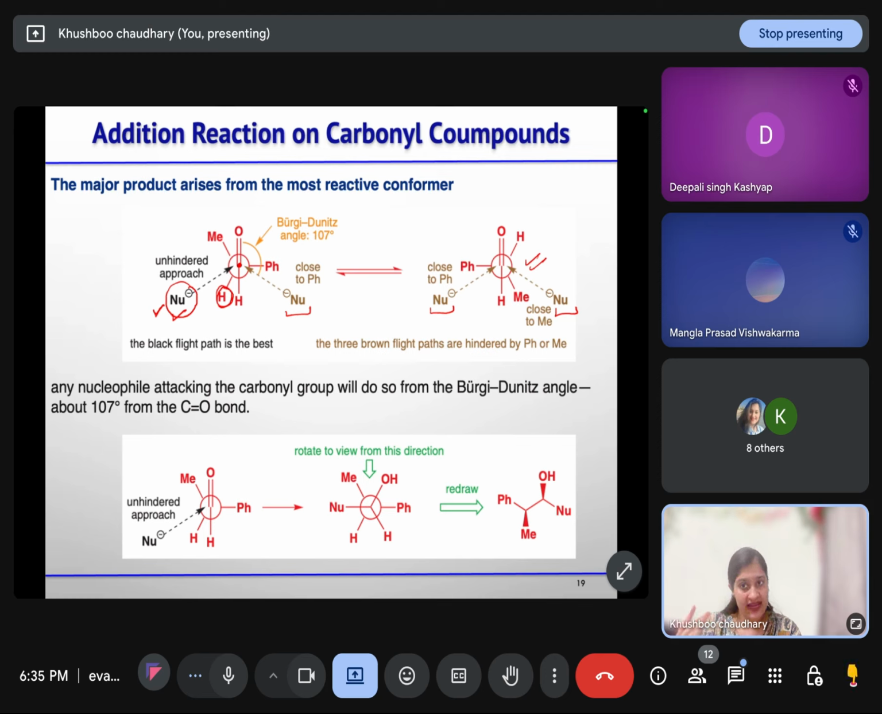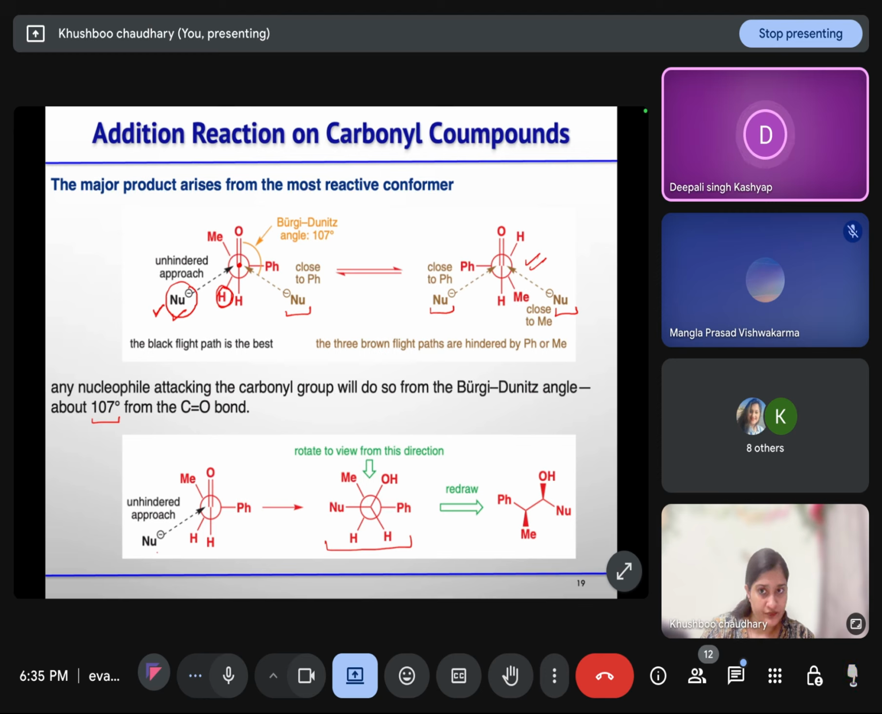carbonyl center. And whenever your nucleophile attacks the carbonyl center, it will attack at 107 degrees from the carbon oxygen double bond. So after the attack of the nucleophile, you will get this conformation. Now, ma'am, isn't the first way of approaching the carbonyl carbon and the last one, the leftmost one and the rightmost one, aren't they a little same?